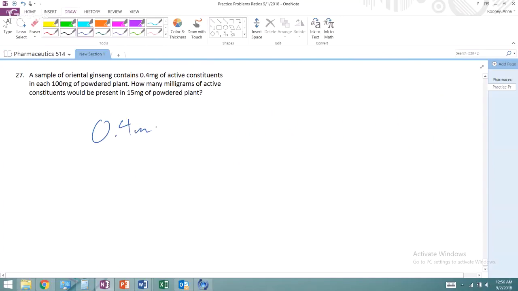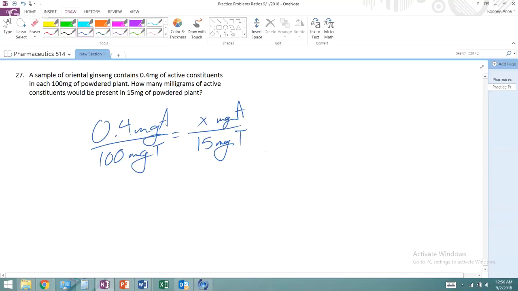In natural medicine, there's usually very, very little active ingredient in everything. But they're looking for the active amount. So let's label this active, and this is total, so that you keep track. So we're going to cross multiply.